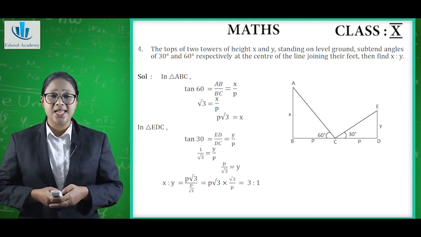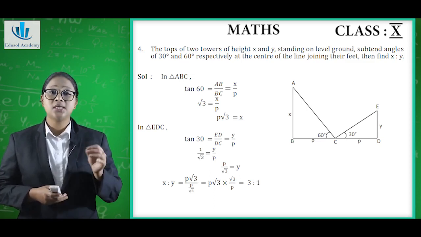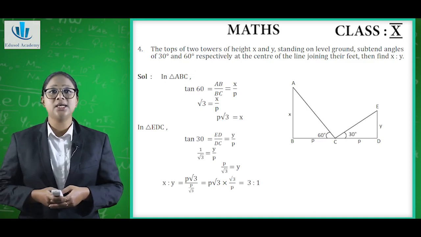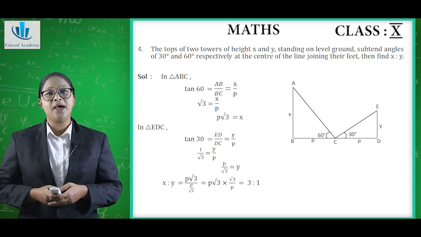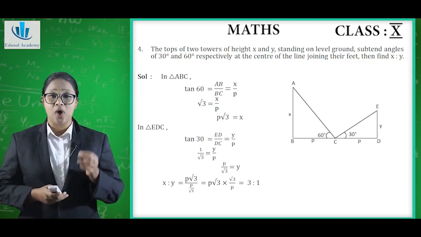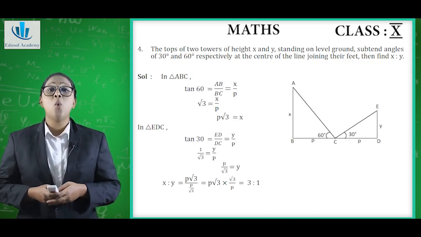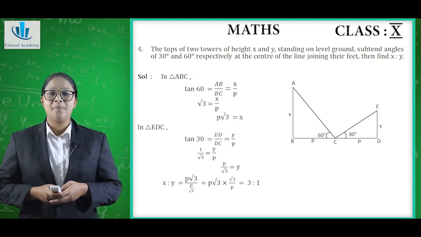Now moving on to the next triangle. In triangle EDC, the angle is 30 degrees. So tan 30 is equal to ED by DC, which is equal to y by P. Now tan 30 is 1 by root 3. So the equation will be 1 by root 3 is equal to y by P, or y is equal to P by root 3.